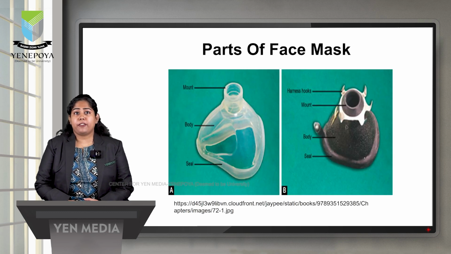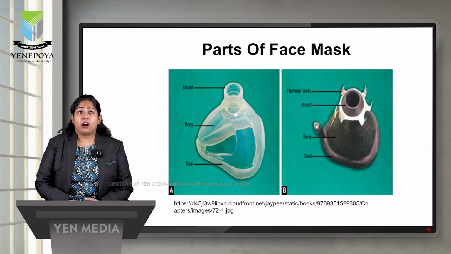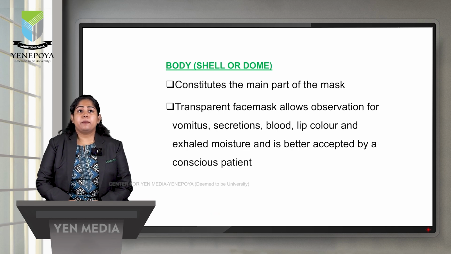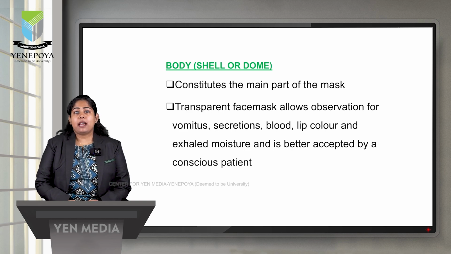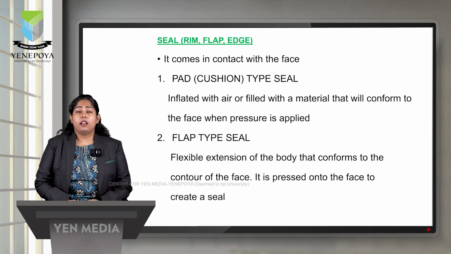Parts of anesthetic face mask. It consists of mount, body and seal, and sometimes a harness hook to attach the strap. First, the body. It is also called the shell or dome. It constitutes the main part of the mask. A transparent face mask allows observation for any vomit, secretions, blood, lip color and exhaled moisture and is better accepted by a conscious patient.